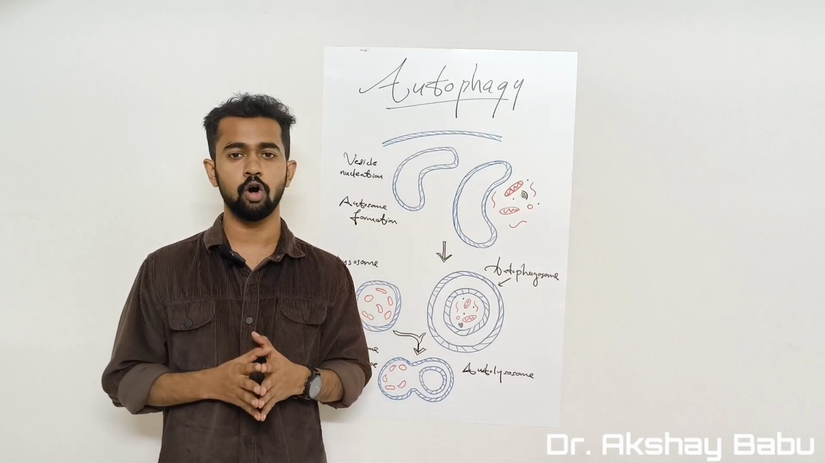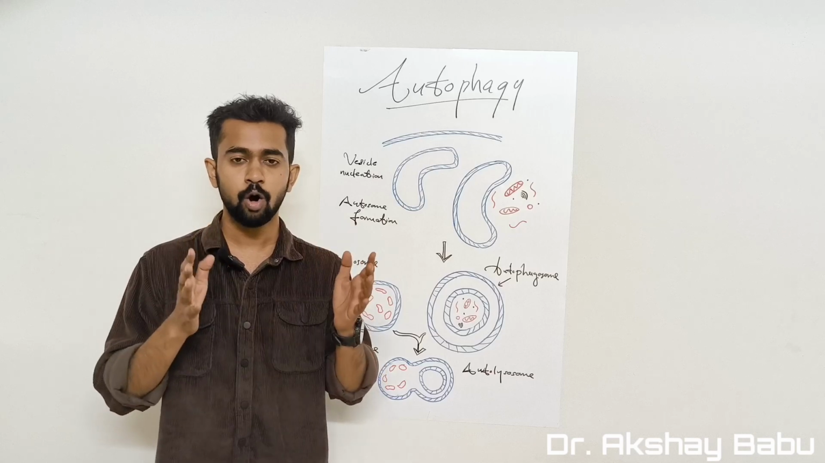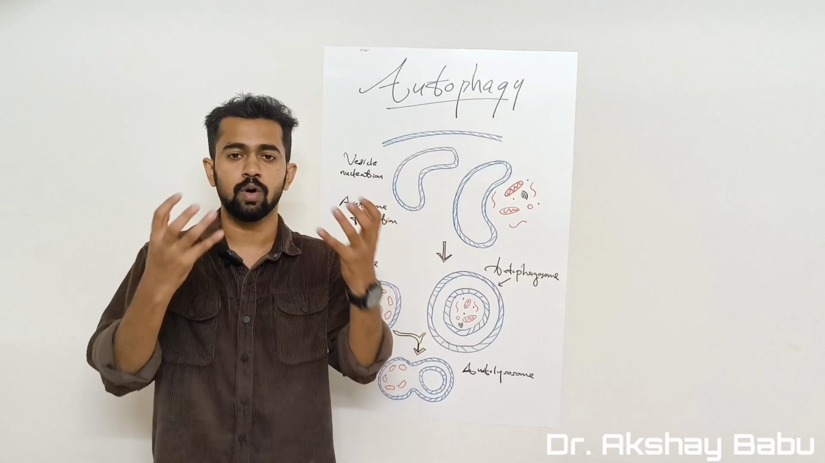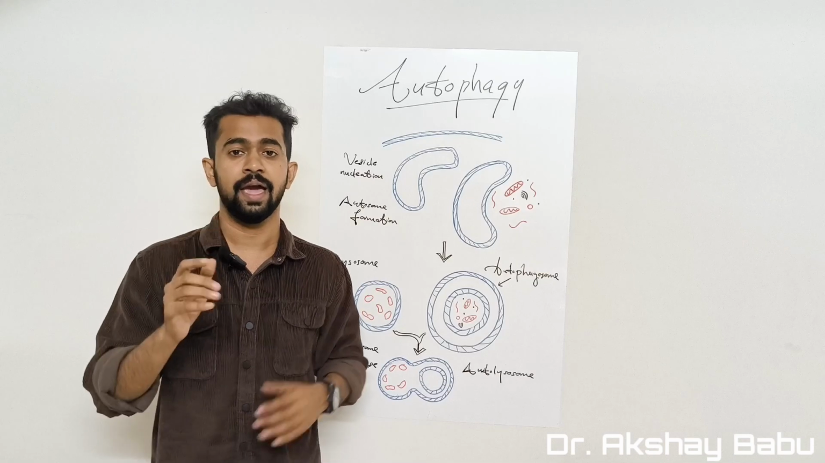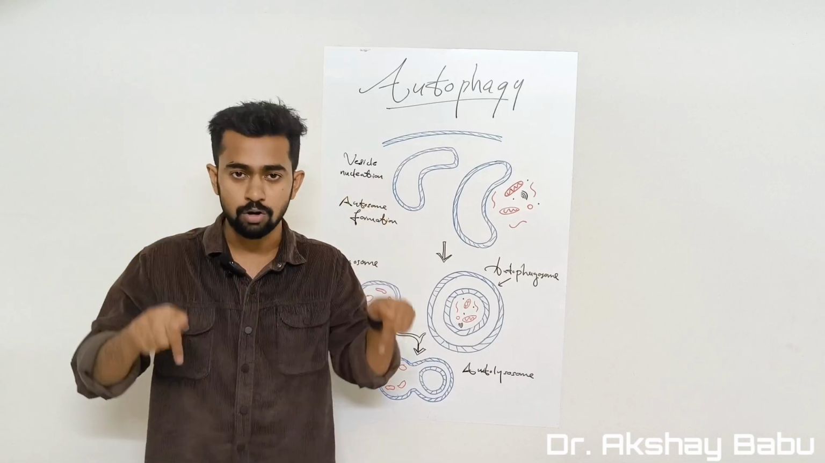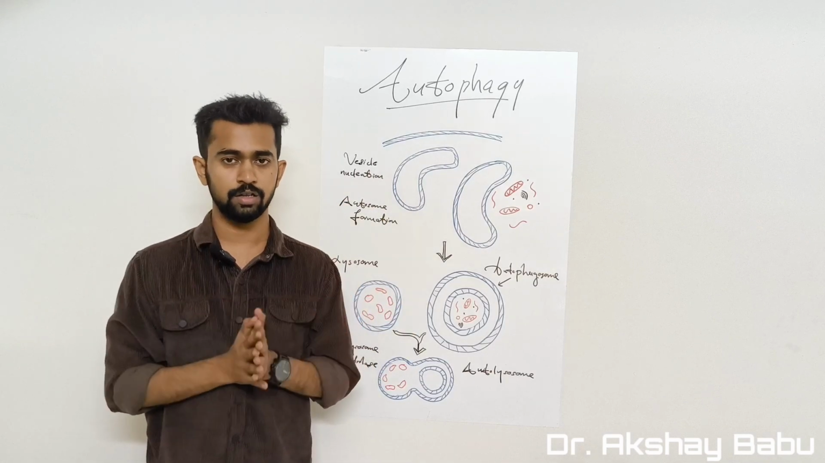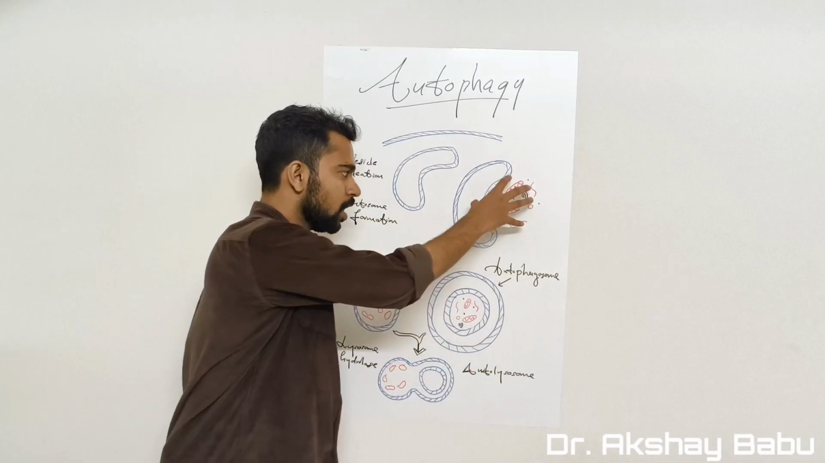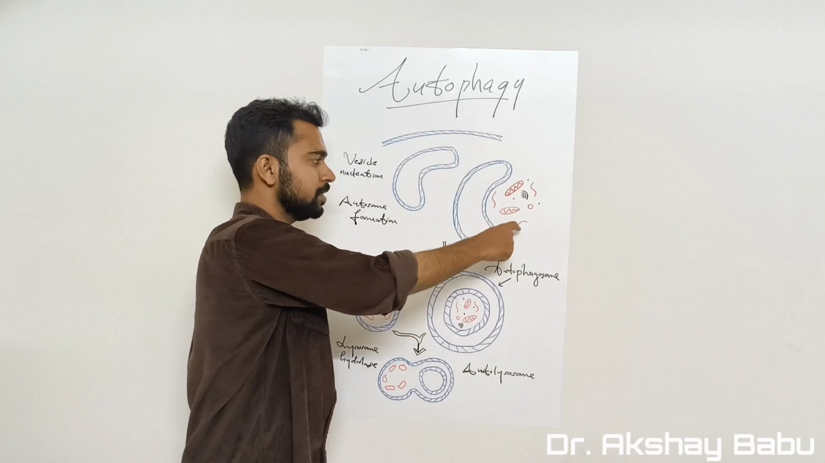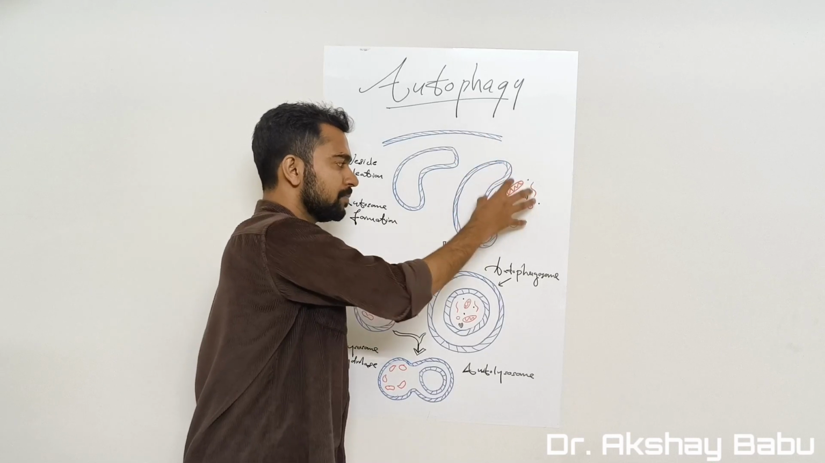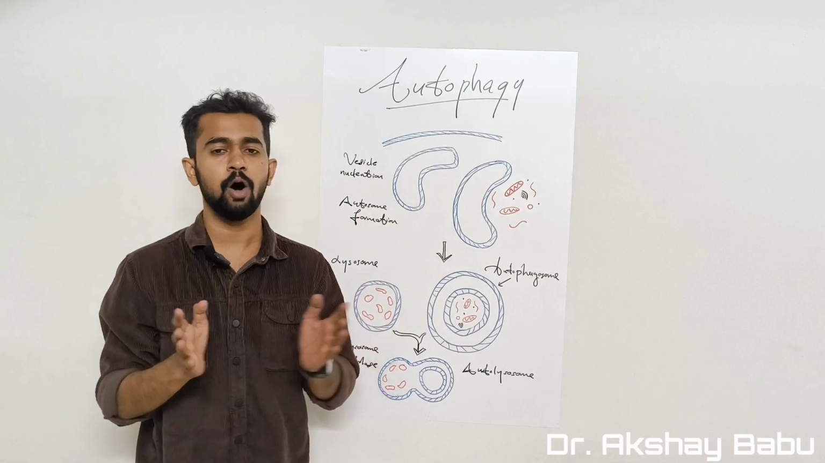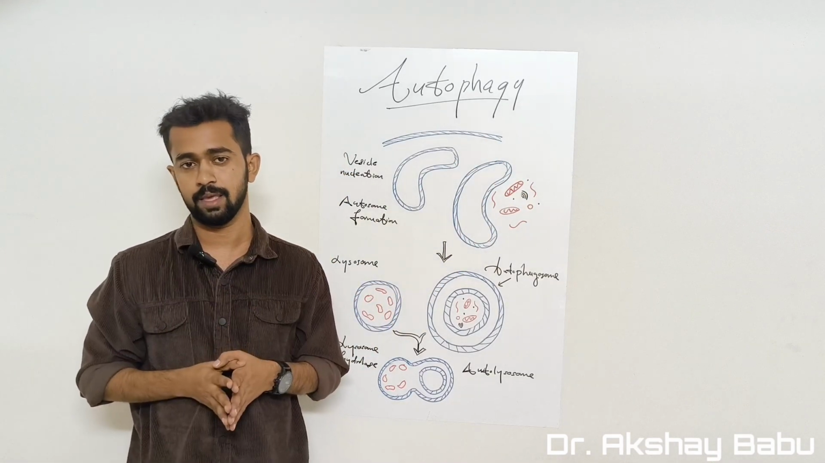Coming to the topic autophagy. The word autophagy means to eat oneself. Here, lysosomes play a major role in this process. In this process, these worn out cellular organelles, you can see in this figure, are being digested with the help of lysosomes.